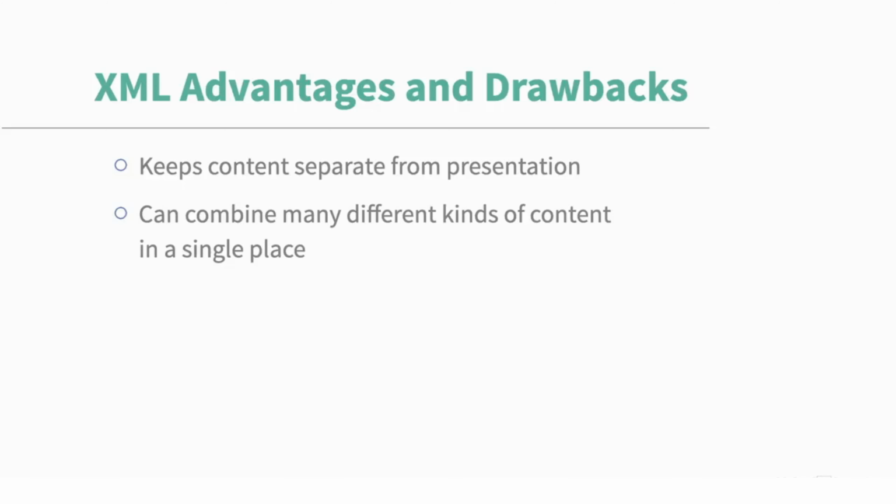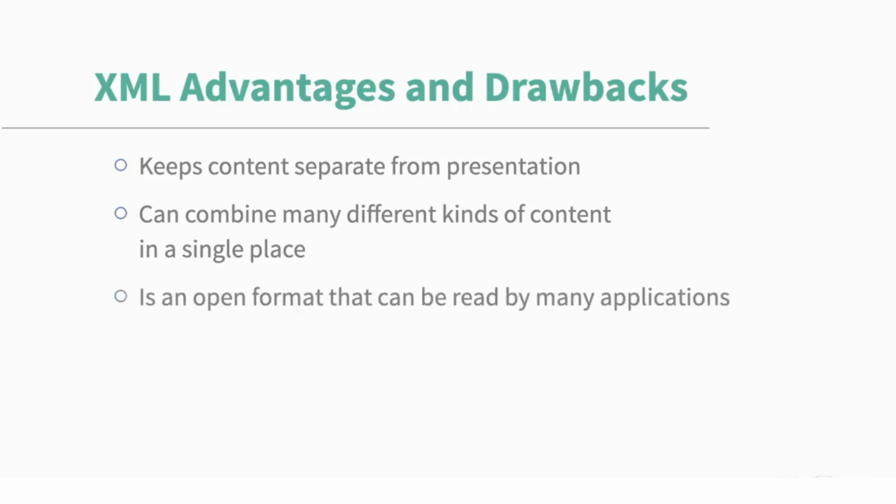XML has the ability to combine data from many different data sources into a single place and keep them from conflicting with each other. This makes it easier to work on data from different sources and to derive new data from those sources. XML is also an open format that can be read by many applications, and many applications today also have the ability to output XML, like Microsoft Office. So because it's an open format, you can store your data in a way that can be read by many different applications, even those that haven't been written yet.